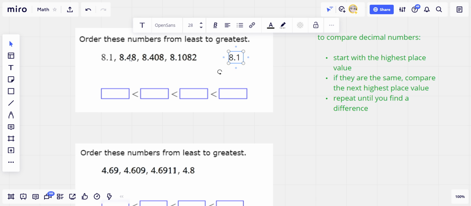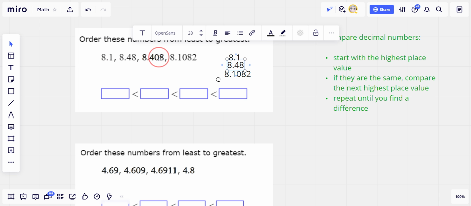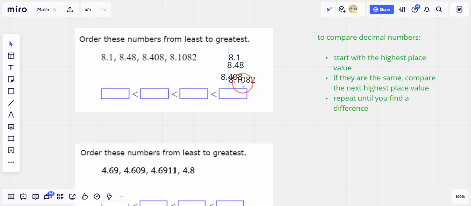So I'm just going to move a copy of these numbers off to the side, and we're just going to stack them up. Okay. So let's arrange them so that their place values are all lined up. And once you do that, it's really easy to see what's going on. We have 8s in the ones place. That's our highest place here, so that's where we start. They're all the same, so I don't even have to think about that anymore. Let's go down to the tenths. In the tenths, we have 1s and 4s. Well, 1 is less than 4. So let me just put that up there.